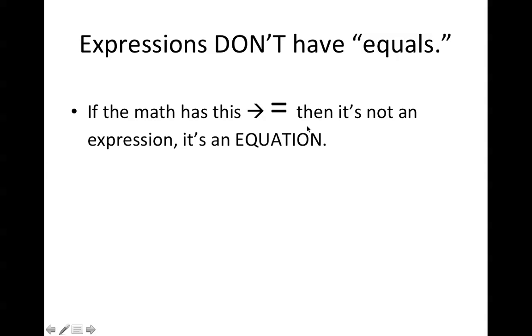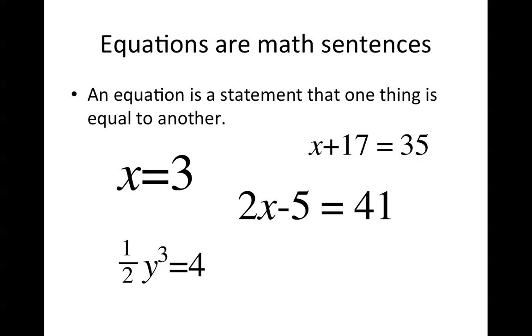If the math that you're looking at has an equal symbol, then it's not called an expression, it's called an equation. Equations are math sentences, a statement that one thing is equal to another. Specifically, we have an expression on each side of the equation. So this equation says that x is equal to 3. This one says that half of y cubed is equal to 4. These equations have expressions on both sides of the equal symbol, and they are math sentences.